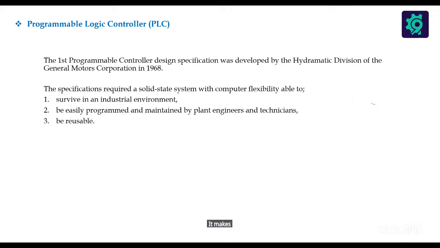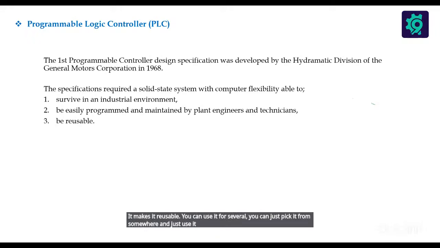You can just pick it from somewhere and use it here. You are not trying to modify anything, just change the program, change the output. So it makes it reusable.